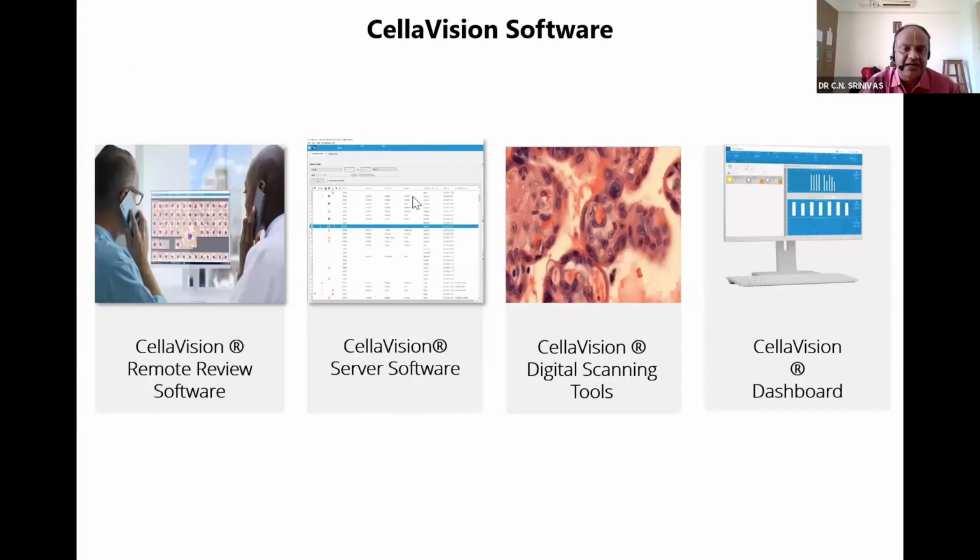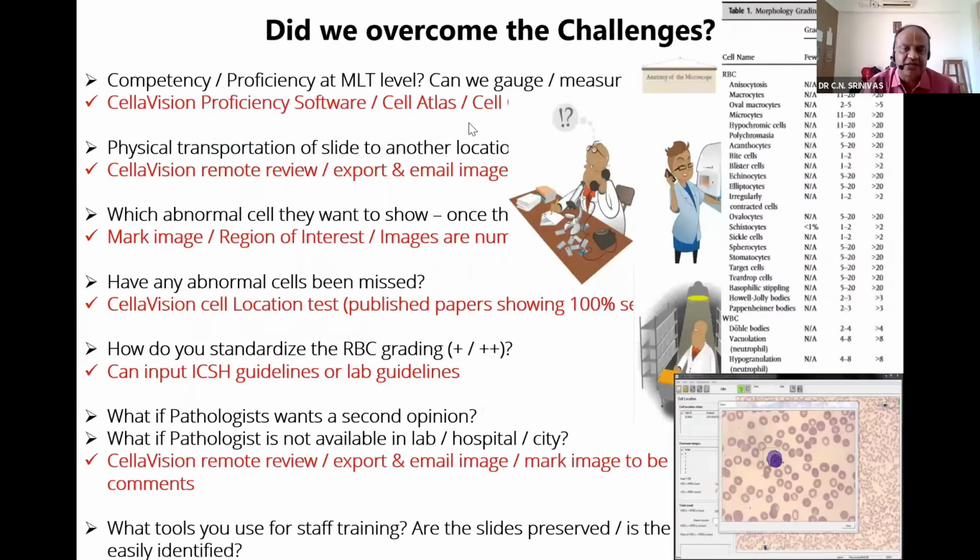So when we look at the advantages, it will have a cell atlas or an imaging atlas. You can export and email the images, and you can also have a location which you can get onto of abnormal cells which you have missed or someone else can see. You can make your own guidelines, and you can adopt your own SOPs to bring into your reporting guidelines to the LIS, and you can also mark the images for commenting, and you can also have a staff training program or proficiency training program for your staff also.